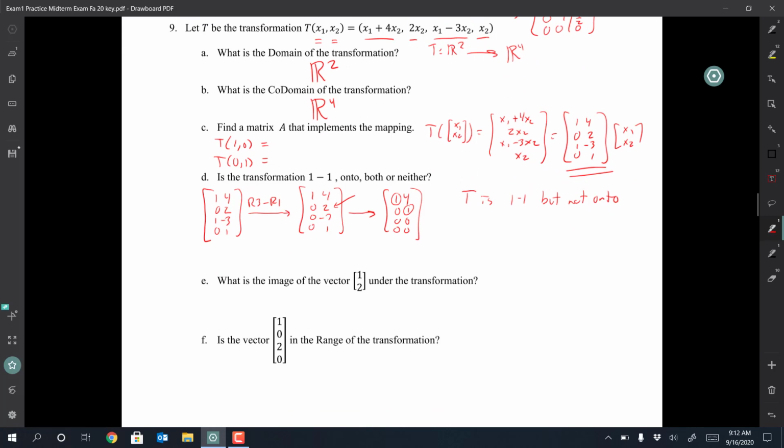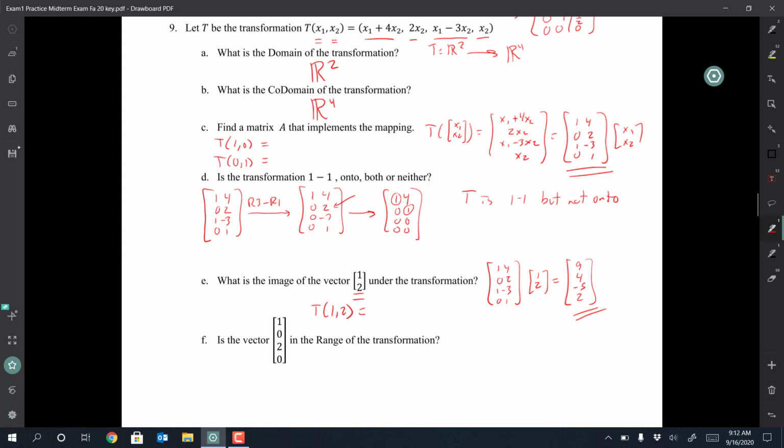What is the image of the vector 1, 2 under the transformation? There's kind of two ways I could do this. I really could just plug in 1, 2 into my transformation expression. And now that I have the matrix that does the transformation, I could certainly just take my matrix and multiply it by 1, 2, that input. If I do that multiplication, I'm going to get 1 plus 8 is 9, 0 plus 4, 1 minus 6 is negative 5, and 0 plus 2. So it looks like that is the image of 1, 2 under the transformation.